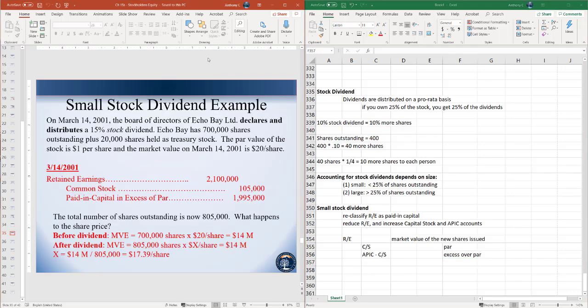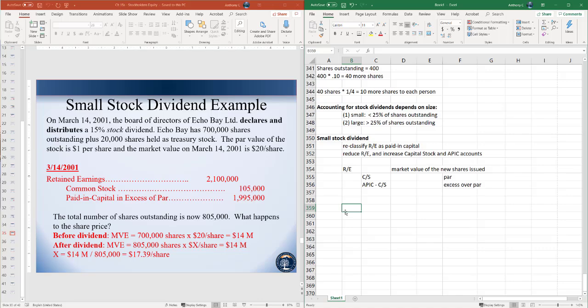All right, so let's see how this works. March 14th, 2001, the board of directors of Echo Bay declares and distributes a 15% stock dividend. Echo Bay has 700,000 shares outstanding, plus 20,000 shares held as treasury stock. Par value of the stock is $1 per share. Market value is $20 per share. It's a 15% stock dividend, so we'll take our 700,000 shares outstanding and multiply by that 15%. If we do that, you should get to 105,000 shares. So we have the number of shares being distributed.